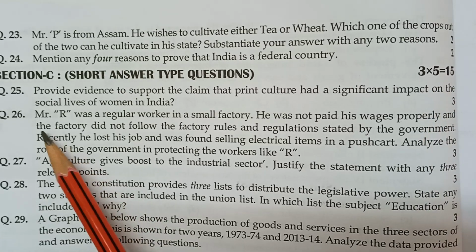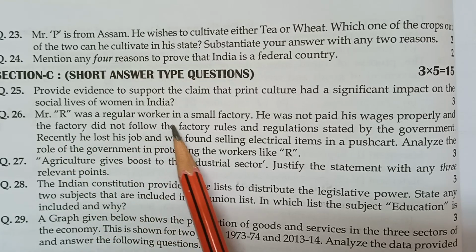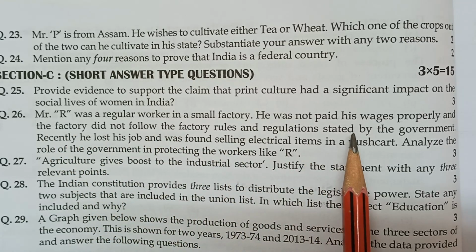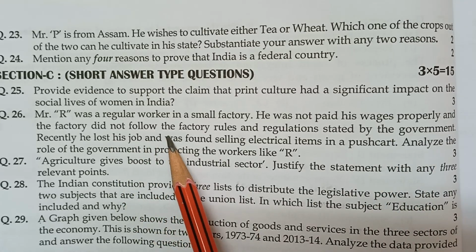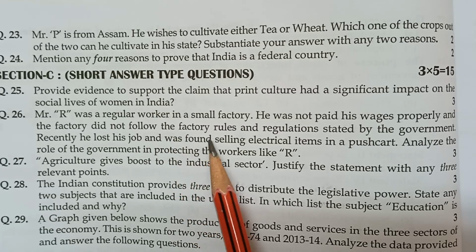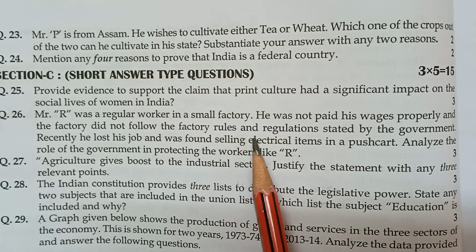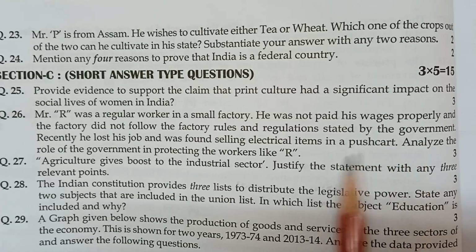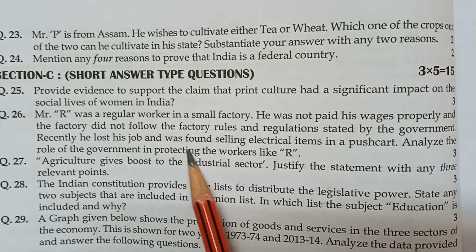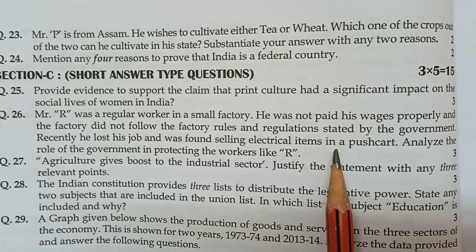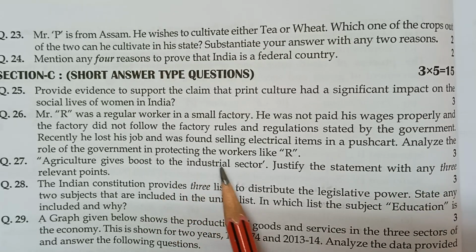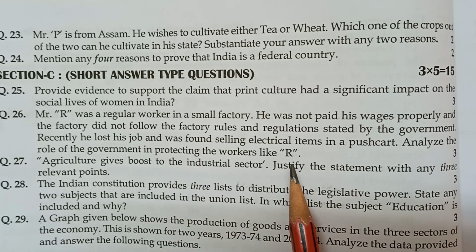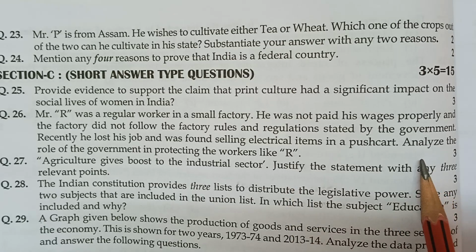Now next, question number 26. Mr. R was a regular worker in a small factory. He was not paid his wages properly, and the factory did not follow the factory rules and regulations stated by the government. Recently, he lost his job and was found selling electrical items in a push cart. So, analyze the role of government in protecting workers like R. So you have to give an explanation of this, and you have to write the answer properly.